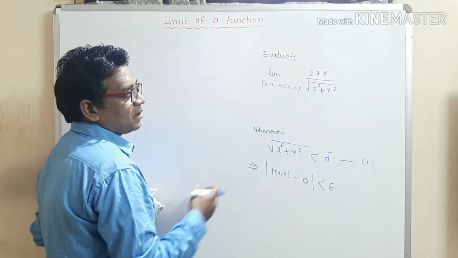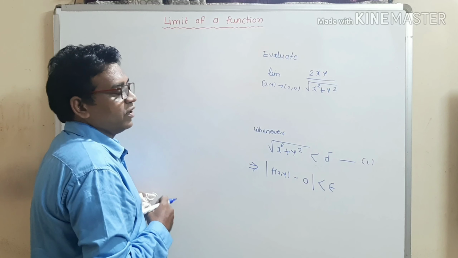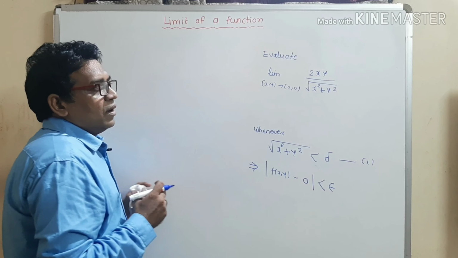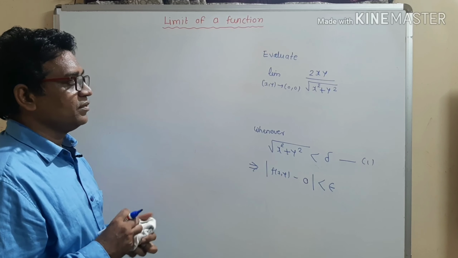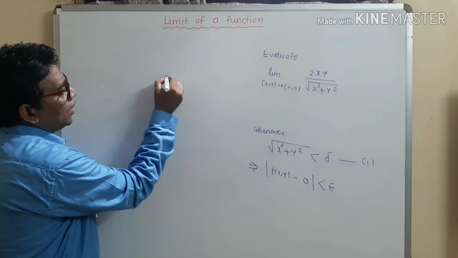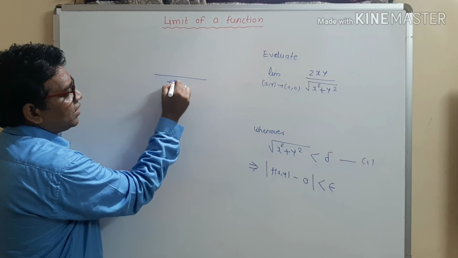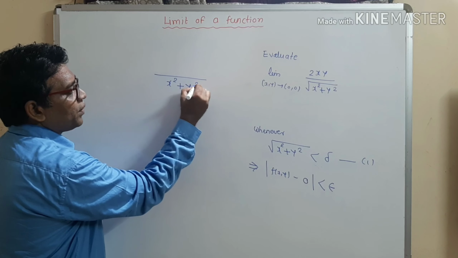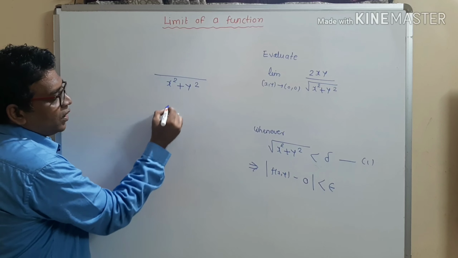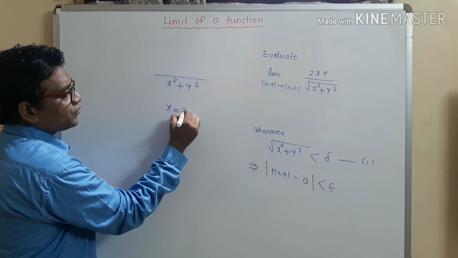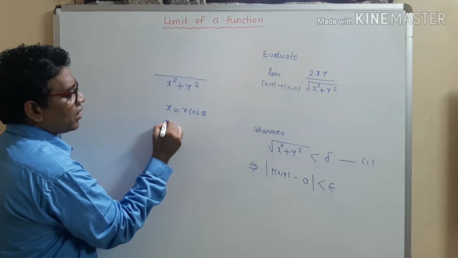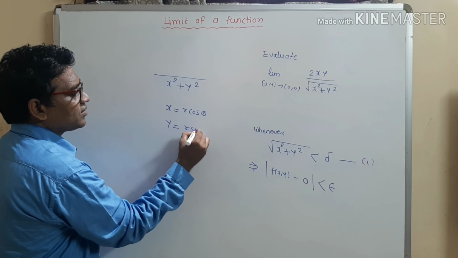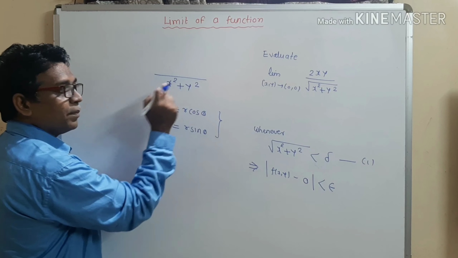Now let us prove that 0 is the limit of the function. What is our second observation? If the denominator contains the factor x square plus y square, then this is the standard substitution: x equal to r cos theta, y equal to r sin theta for this example.